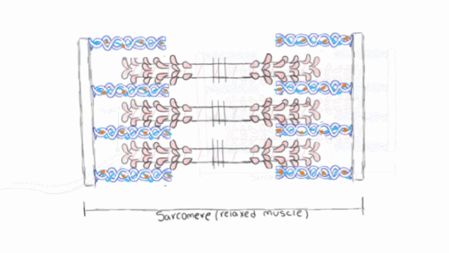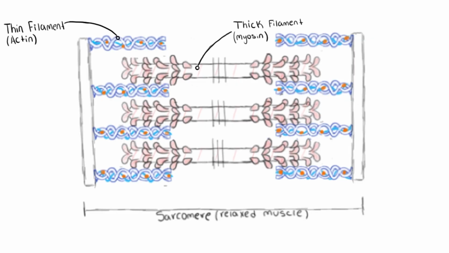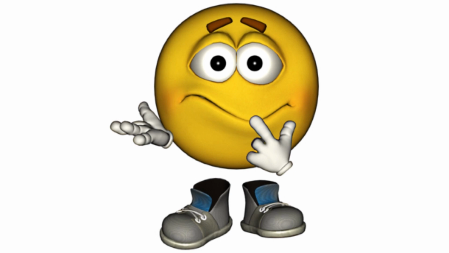The sarcomeres consist of thick filaments, which are myosin, thin filaments, which are actin, the midline, the Z-lines, troponin, and tropomyosin. This was the muscle broken down. But what is the process of muscle contraction?